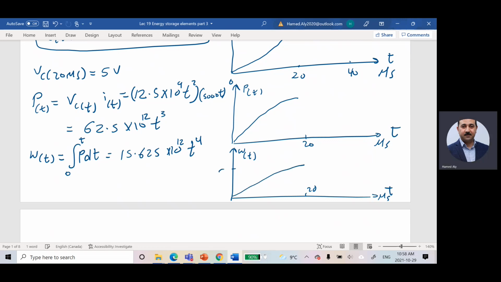So this is 5 if you try to substitute, and this guy will be equal to 50, and this is in milliwatts. And this is in millijoule. Now, the next step is to try to find... any question before leaving?